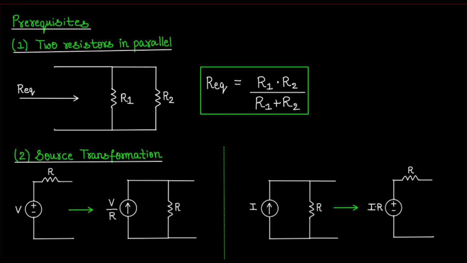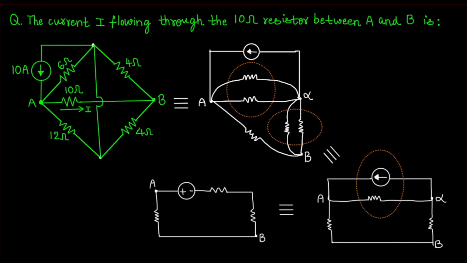Similarly, a current source of value I in parallel with a resistor R can be converted to a voltage source of value I into R in series with the same resistance R. So let us look at the question now. Here we can see that these 2 points I'm marking here are connected by a short circuit. That means the potential across this wire is the same. That means alpha and beta are equipotential points.